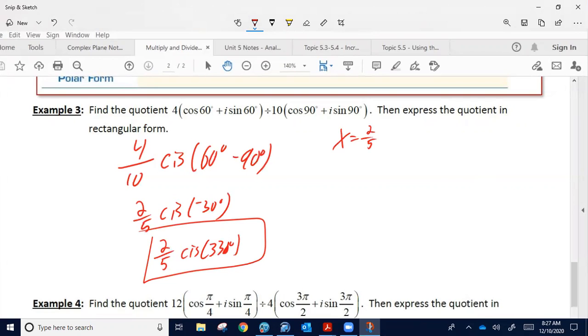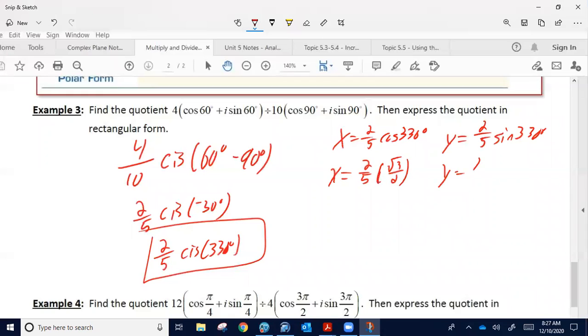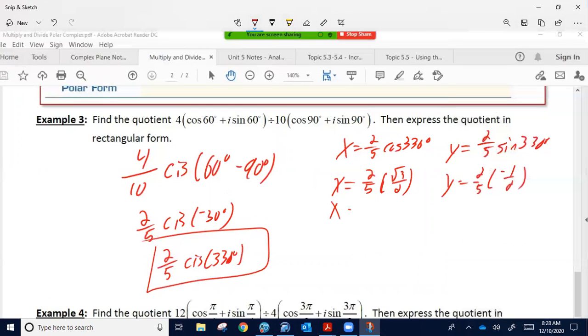Putting this in rectangular form would be x is 2/5 cosine 330, and y is 2/5 sine of 330. So that's 2/5. Cosine of 330 is radical 3/2. 2/5. The sine of 330 is -1/2. Which gives us an x of 2 radical 3/10 and a y value of -1/5. Actually, that would reduce down to radical 3/5. 2's cancel. Do not write this as an ordered pair. This is a complex number. So the real piece is radical 3/5 minus the imaginary piece is 1/5 i.